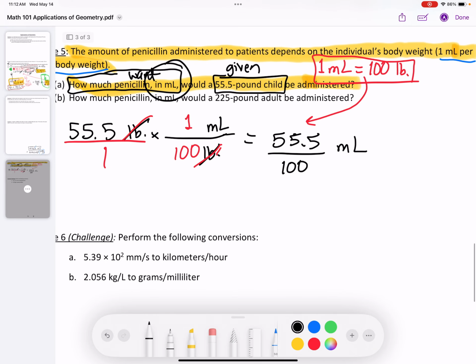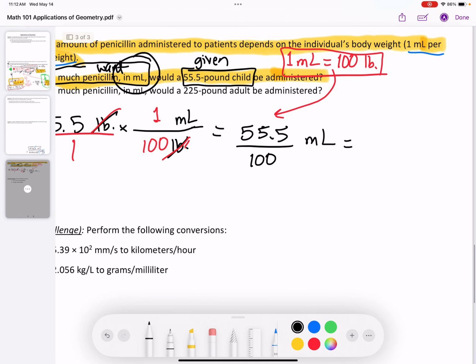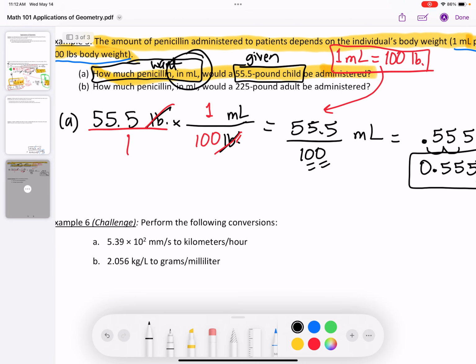So I just need to divide, but I think we mentioned before dividing or multiplying by 10, 100, 1,000, whatever number that's 1 followed by a certain number of zeros, you're just moving the decimal however many zeros there are. So I'm going to move that decimal from 55.5. It was here. I'm moving it 2 times because there were 2 zeros in the 100. So it ends up being 0.555 milliliters. So that's probably about half a milliliter you would give this kid for penicillin.